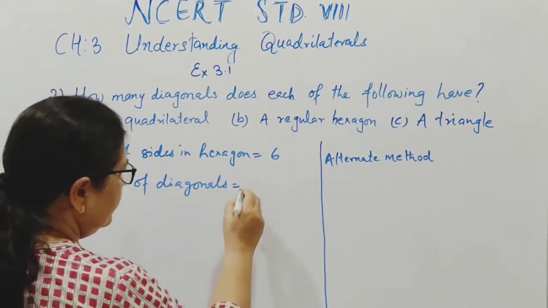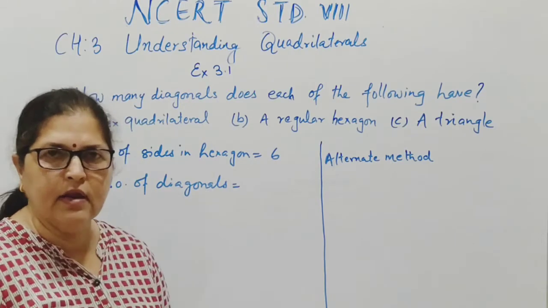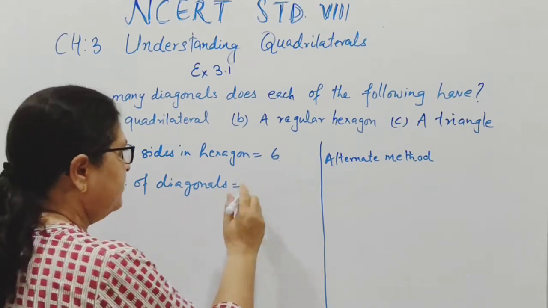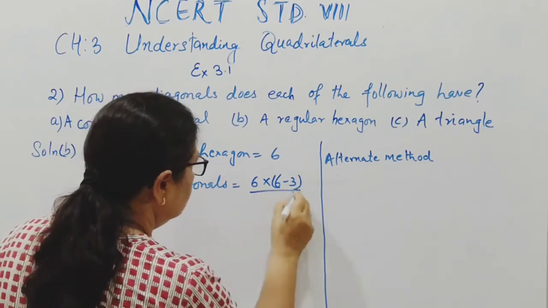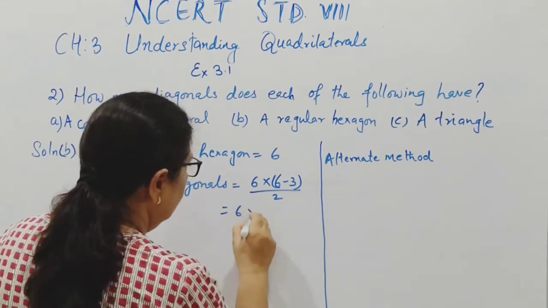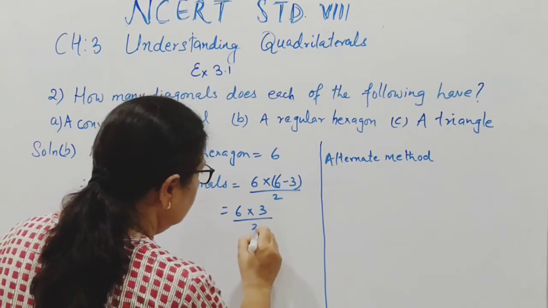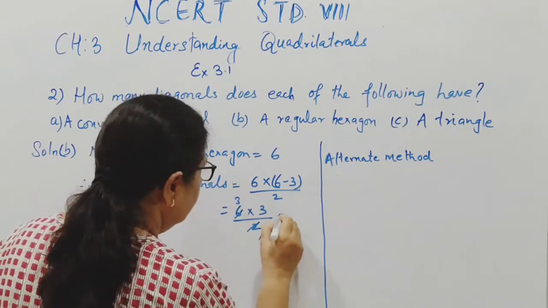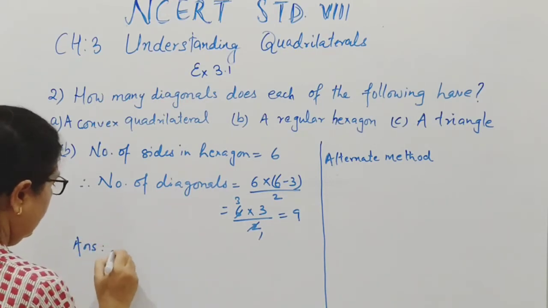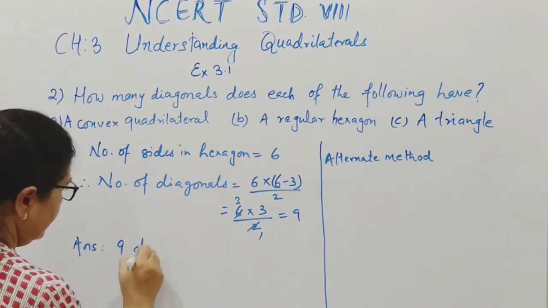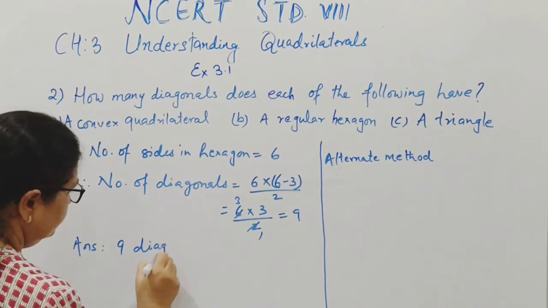we know the formula, it is n into n minus 3 upon 2. Here n is 6, so it is 6 into 6 minus 3 upon 2. So we'll get 6 into 3 upon 2. After cancellation we get 9. So the answer is a regular hexagon has 9 diagonals.